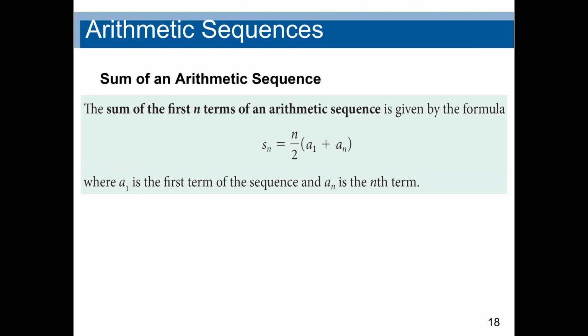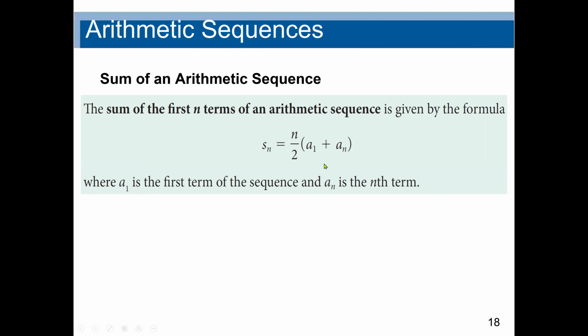So if I have 2, 4, 6, 8, and I want to find the sum of it, I can say 2 plus 4 plus 6 plus 8, which is the same answer I will get if I say 4 divided by 2 times 2 plus 8. The first term is 2, the last term is 8, and I have 4 elements, so it will be 4 divided by 2. And that will give me the sum.